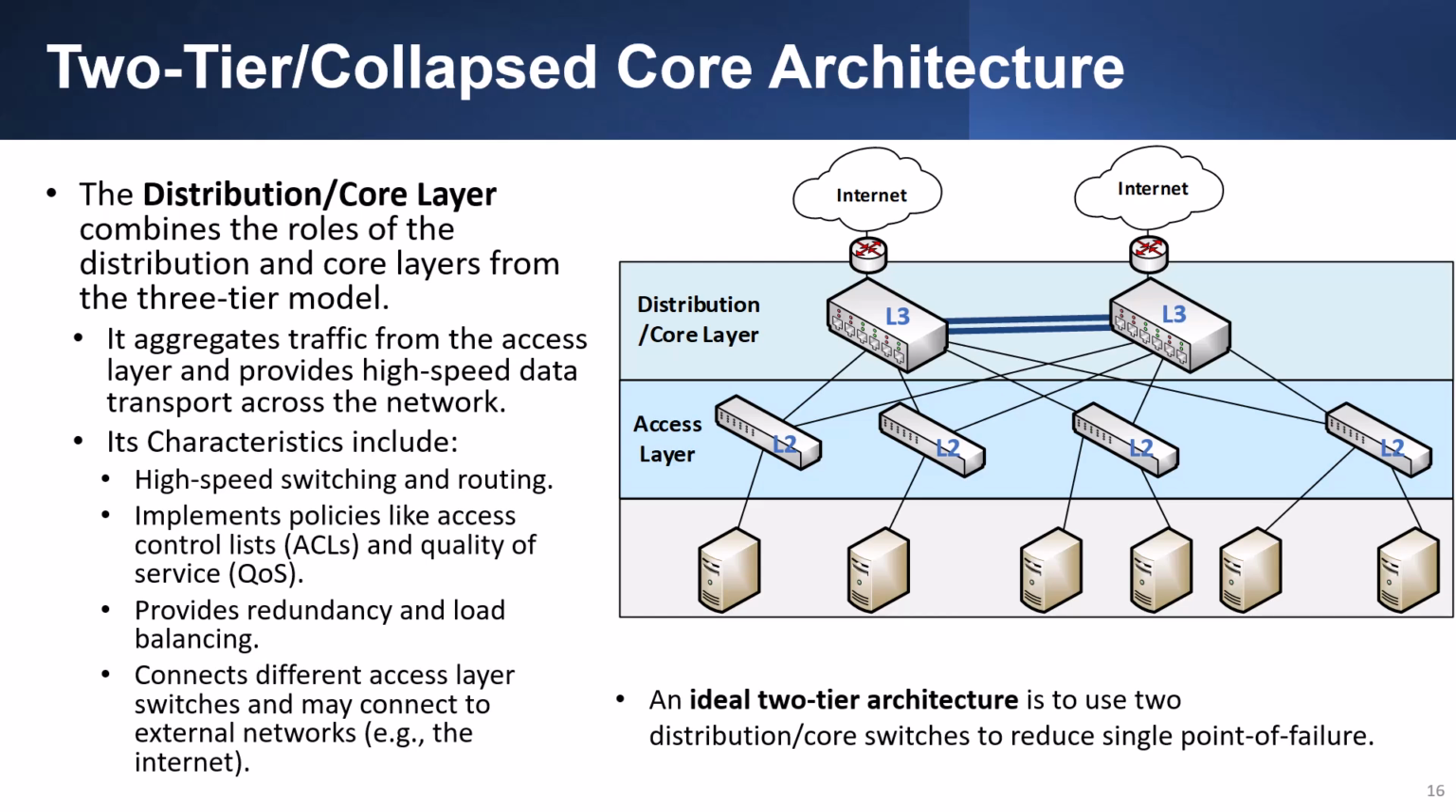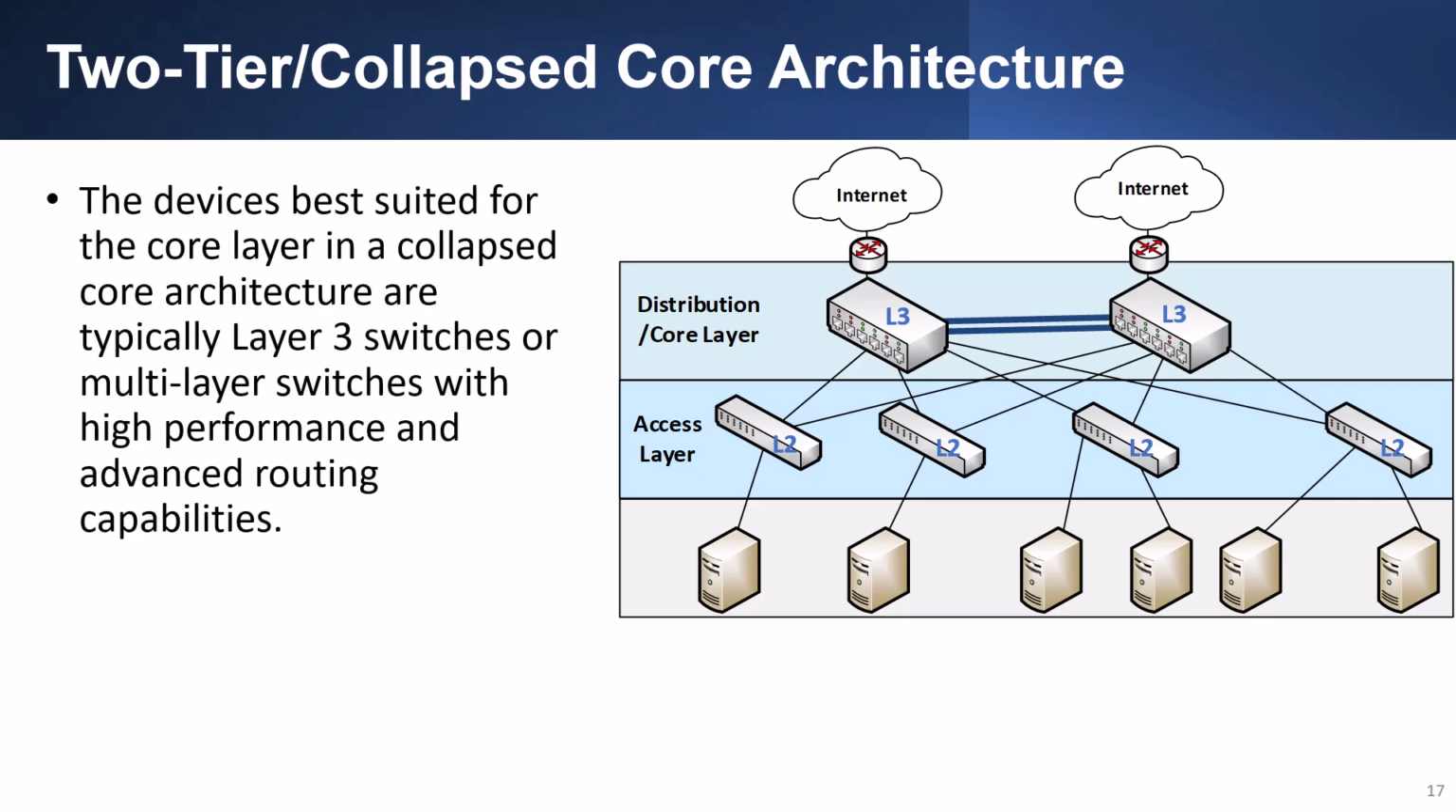The distribution core layer combines the roles of distribution and core layers from the 3-tier model. It aggregates traffic from the access layer and provides high-speed data transport across the network. Its characteristics include high-speed switching and routing, implementing policies like access control lists and quality of service, providing redundancy and load balancing, and connecting different access layer switches. It may connect to external networks like the internet. An ideal 2-tier architecture is to use 2 distribution or core switches to reduce a single point of failure.